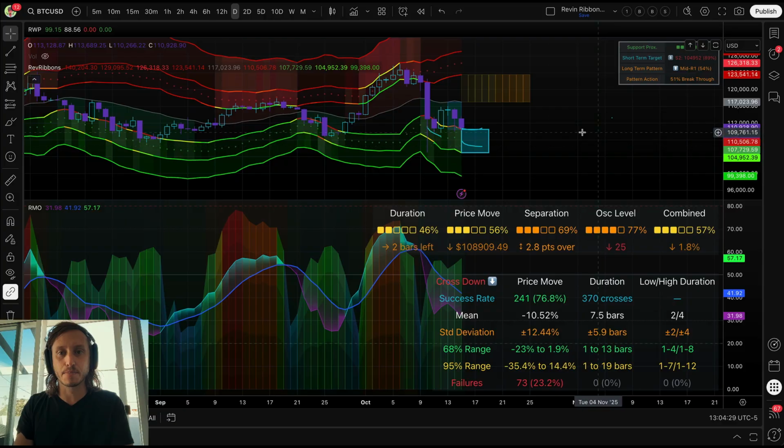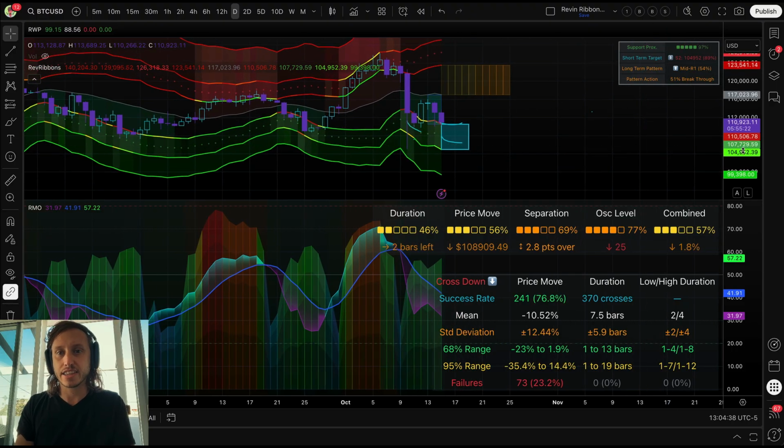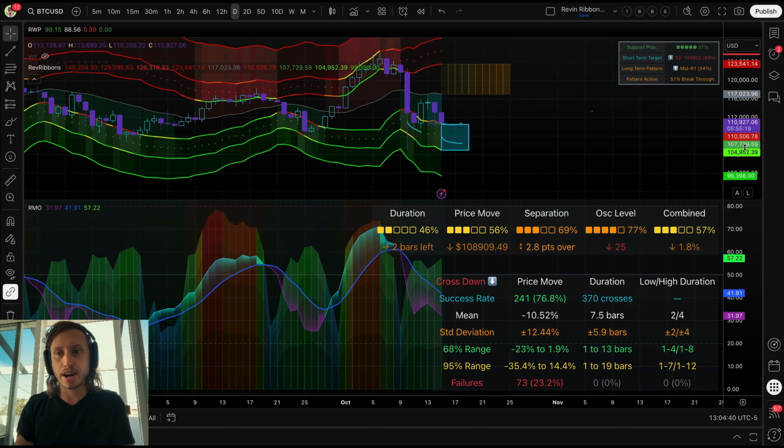We're going to look at some price action today based on the Rev and Ribbons and the momentum oscillator. We'll look at a few strategies, and then we'll look at just some other statistics on trading the bands strategies. Let's jump right on in here.